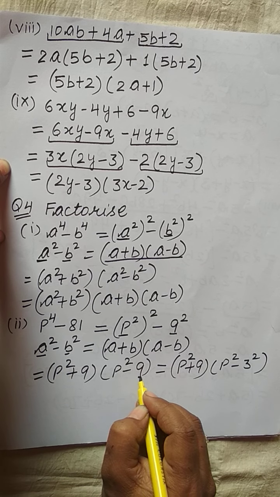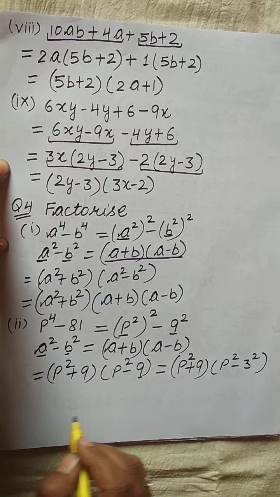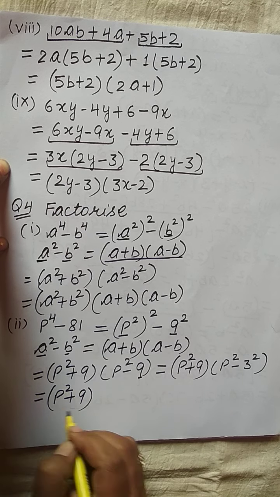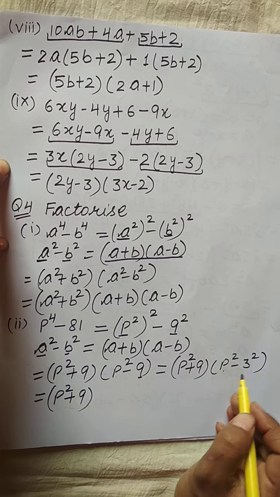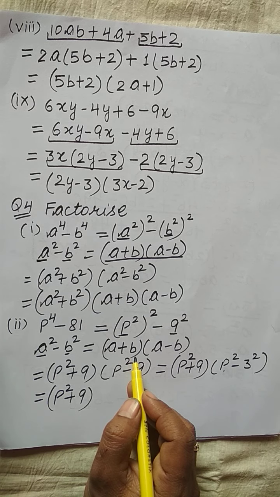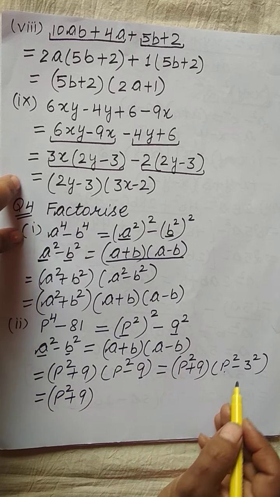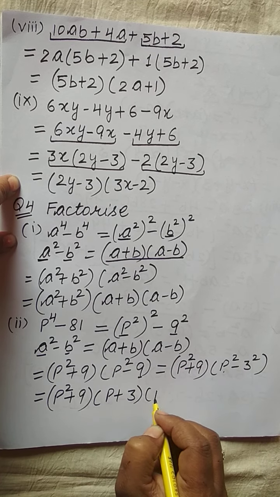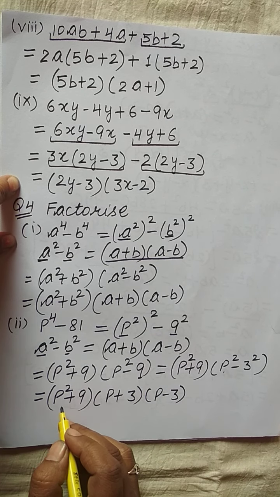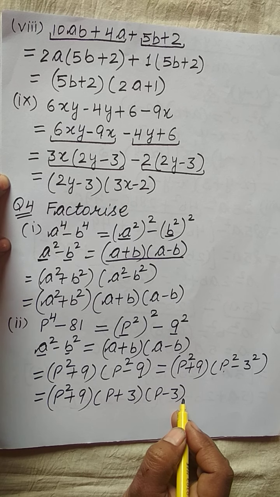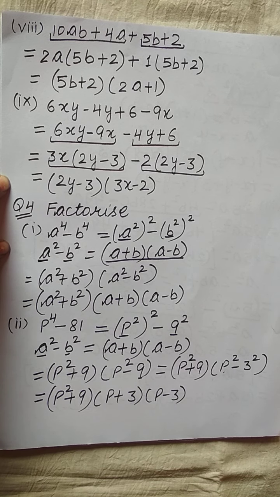Now further this can be simplified as p square plus 9 into p square minus 3 square. 9 can be written as square of 3. So now p square plus 9 remains same, and this p square minus 3 square can be further simplified by the identity a square minus b square, which is equal to a plus b into a minus b. So this can be written as p plus 3 into p minus 3. P square plus 9 into p plus 3 into p minus 3 is the required answer.